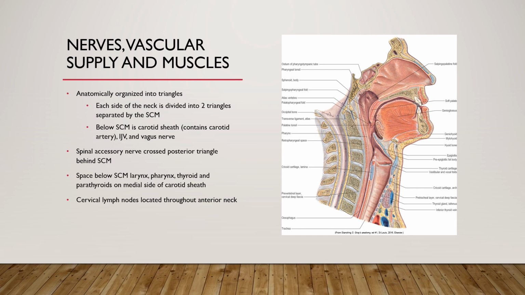Below the SCM is the carotid sheath, which contains our carotid artery, our internal jugular vein, and our vagus nerve. All right, spinal accessory nerves cross posterior to the triangle behind the SCM. In the space below the SCM, larynx, pharynx, thyroid, and parathyroids are on the medial side of the carotid sheath. And then we do have some cervical lymph nodes that are located throughout the entire anterior neck. What I want you to take away from there is that the neck is divided into triangular portions for identification.